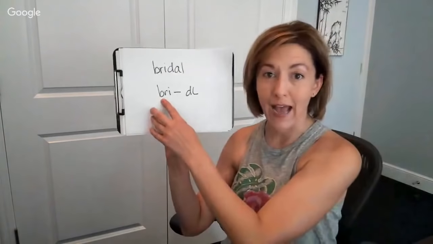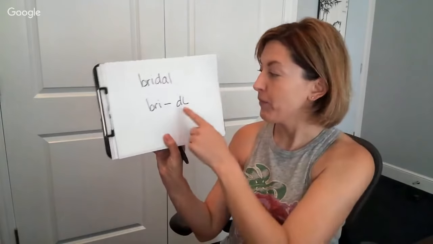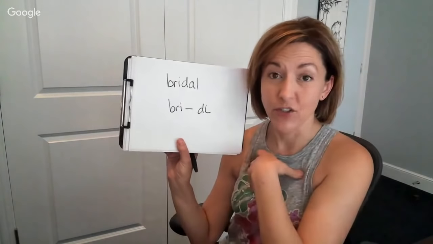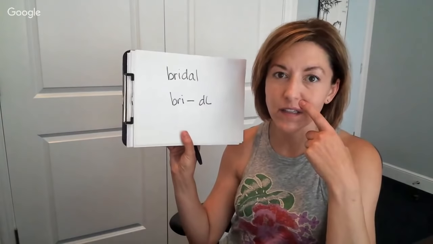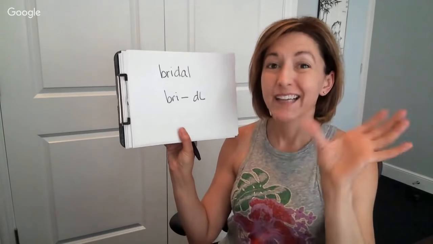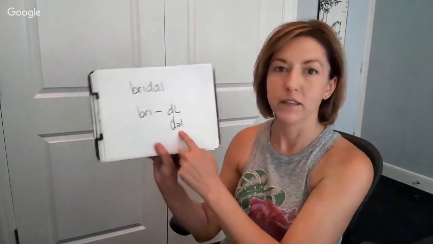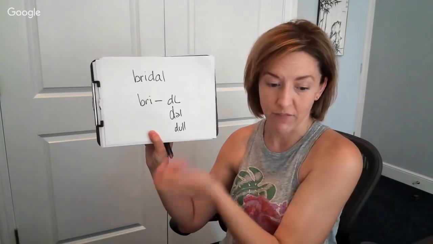Here's how I teach it. So bri, long I. Bri, like you're saying I, bri, and then dull. Now, what I do is I have my tongue behind my top front teeth for the D, d, d, d, dull. I pull it down and then push it back up for that L. Bridle. Some people say when I pronounce it that they actually hear a little schwa sound in there. Like you're saying dull, like the word dull, not shiny. Bridle. And that's fine too. You can say that if that works better for you.